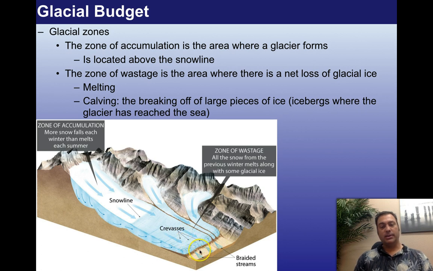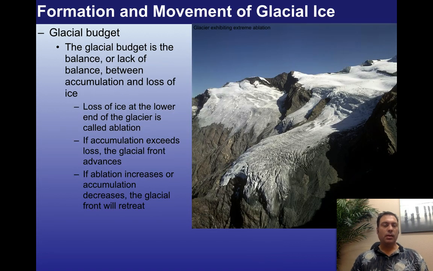And it feeds these really cool streams. We'll come to these in a minute. The glacial budget is controlled by a couple of things. Basically, the glacial budget is the balance or lack of balance between accumulation and loss of ice, right? So a very, very large glacier is going to have a large amount of ice coming in at the head, but very, very little melting occurring near the toe, or what we would call the zone of wastage.